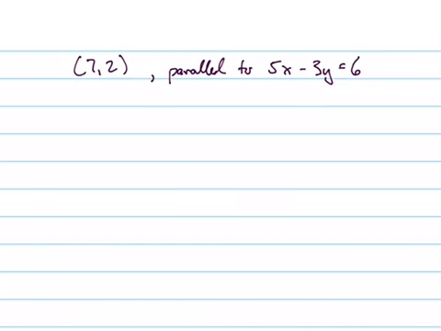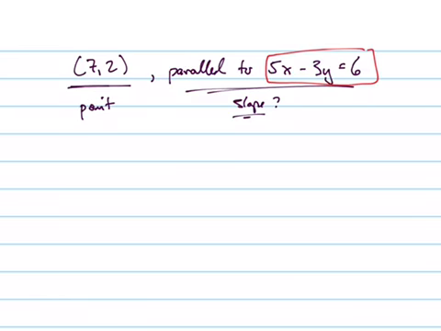Okay, so they're telling us there's a line that contains the point (7, 2) and it's parallel to this line. So really, if we could only find the slope, we have a point, and if we could find the slope, then we could use point-slope form and find the equation of the line. So the question is, what's the slope? How do I find the slope if you're given a line like this?